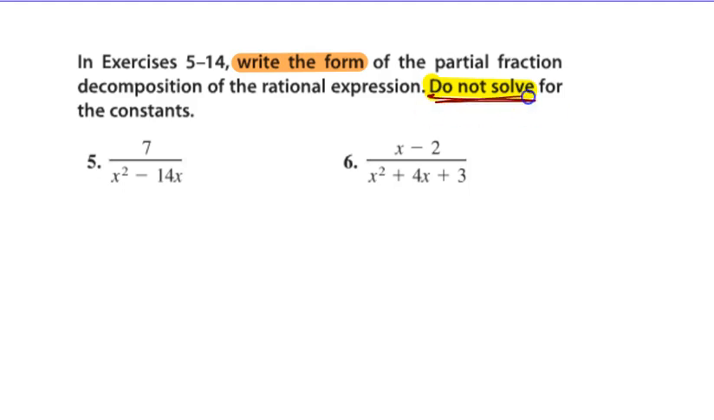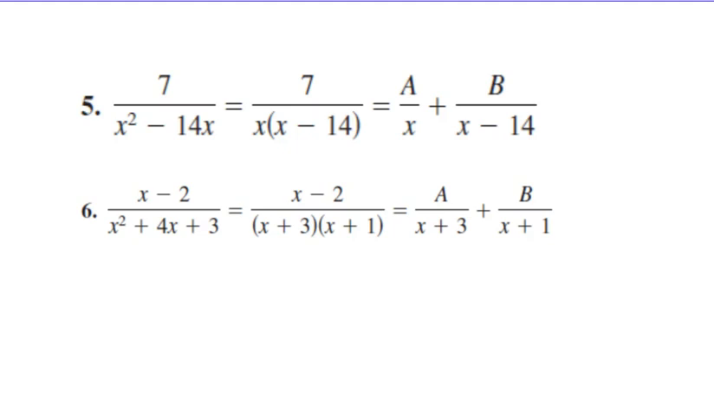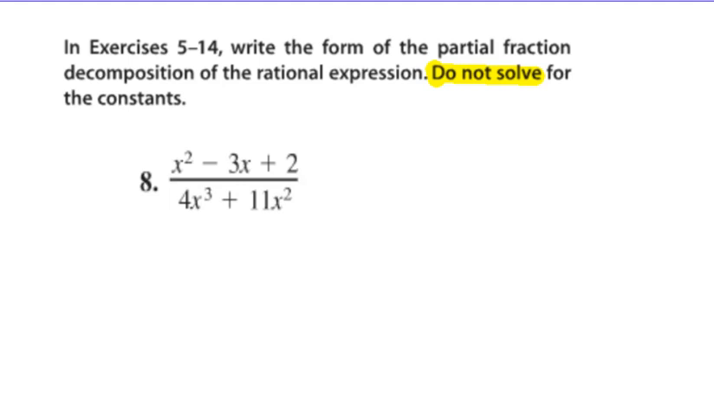So don't solve, just look at products of linear factors. I would factor this, x minus 14, and then I would stick an A and a B, because both of those are products of linear factors. Here it looks like I can factor factors of 3 that add up to 4, a 3 and 1. Again, I would just choose A and B because I can factor those. So there's the first answer. There's the second problem answer.